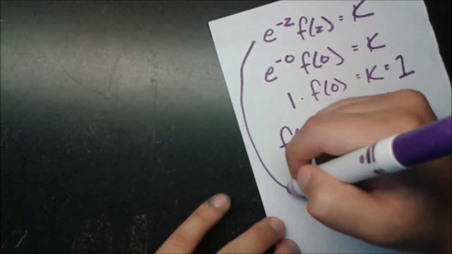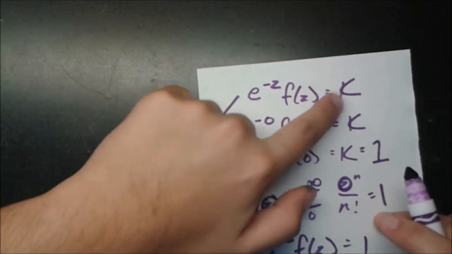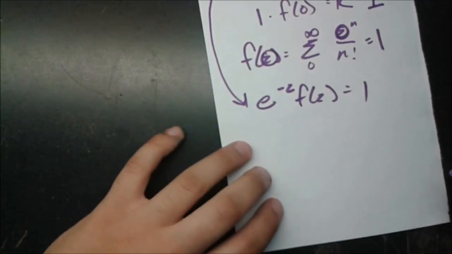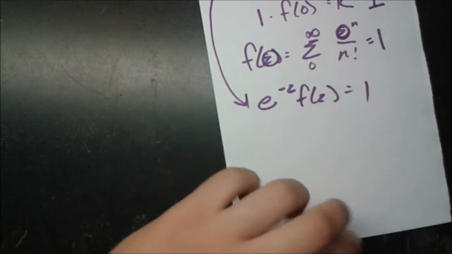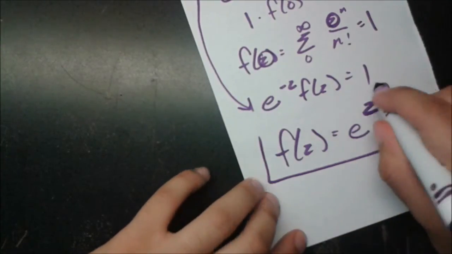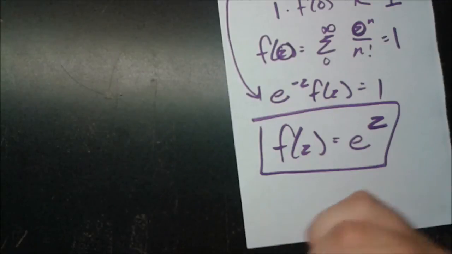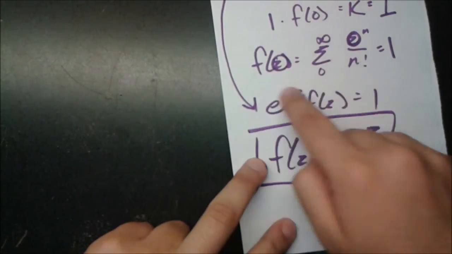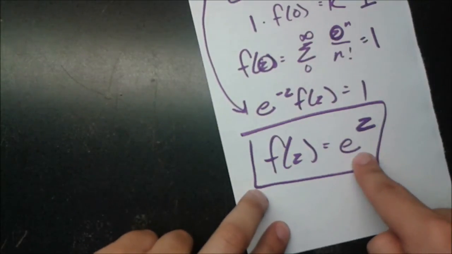That's using this step right here and plugging in what we found k to be. So now if we just move this e to the negative z to the other side, we get f of z equals e to the power of z, and we're done. We've proved that this infinite series right here represents e to the power of z.